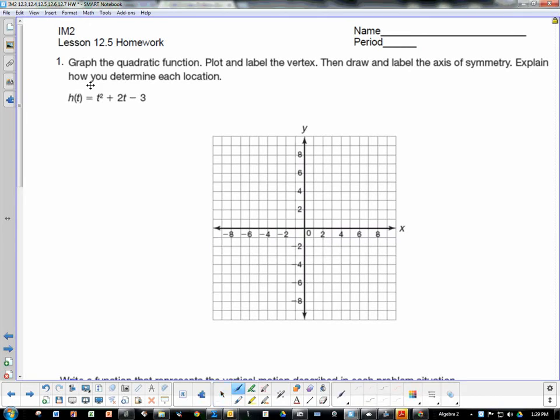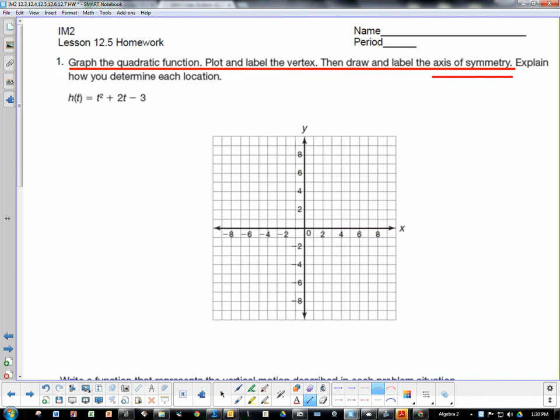This is going to be section 12.5 homework from Integrated Math 2. We'll take a look at number 1 here. We're dealing with quadratics, so let's go ahead and read this. It says, graph the quadratic function, plot and label the vertex, then draw and label the axis of symmetry. All right, so this axis of symmetry will be a new vocabulary term.